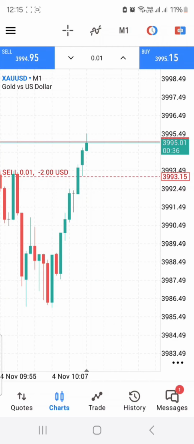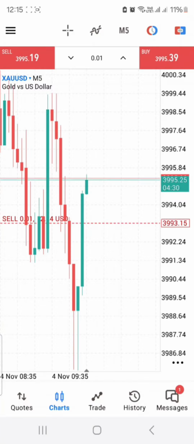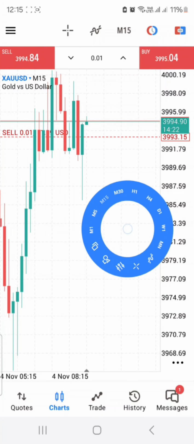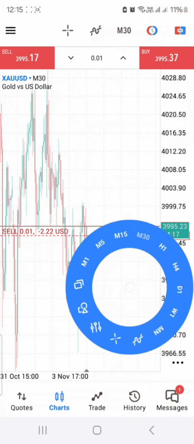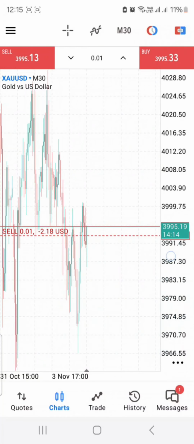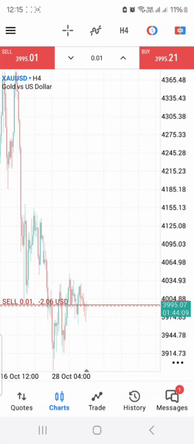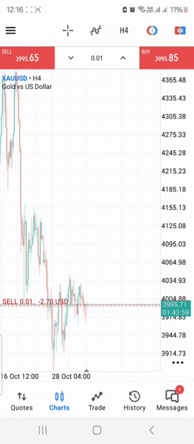So this is the minute 1 time frame. And then we have the minute 5 time frame. Each candle will close after 5 minutes. Then we have the 15 minutes chart. Each candle will close after 15 minutes. We have the minute 30. Each candle will close after 30 minutes. We have the 1 hour. Each candle will close after 1 hour. We have the 4 hours. Each candle will close after 4 hours. We have the daily. After daily, we have a week. After a week, we have a month. I always like to use the 15 minutes time frame and the 1 hour because they are neutral.